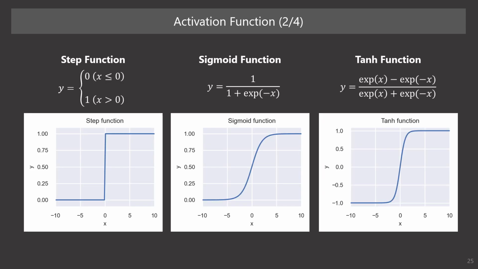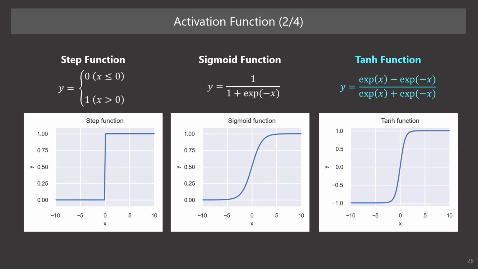There are various types of activation functions. Step function is a type of activation function that is used in a perceptron. It returns 1 when the input exceeds 0, and otherwise returns 0. Sigmoid function outputs values ranging from 0 to 1. As the input gets larger, the output approaches 1. The output value of a sigmoid function changes continuously with the change of the input value.